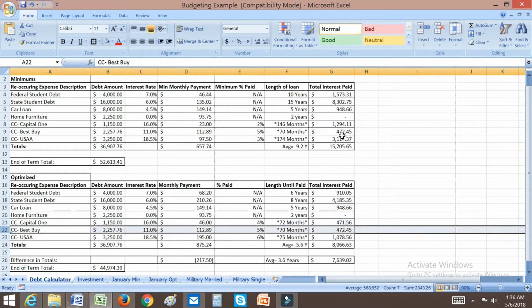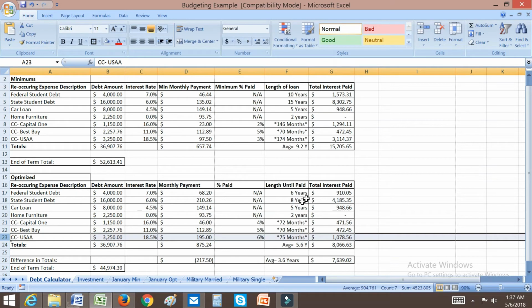The Best Buy card was already pretty low, so it was the lowest interest being paid. So once again, we just completely left that as it is, and we wanted to focus on the other ones that would save us the most money. And so we come down here to USAA. We doubled our payment again, so we went from $97 to almost $200 a month, cut our time in half, and now we're only paying $1,000 instead of $3,000. So USAA, Capital One, and the state student debt were pretty much our biggest interest being paid, and we wanted to focus on those three, and we did.